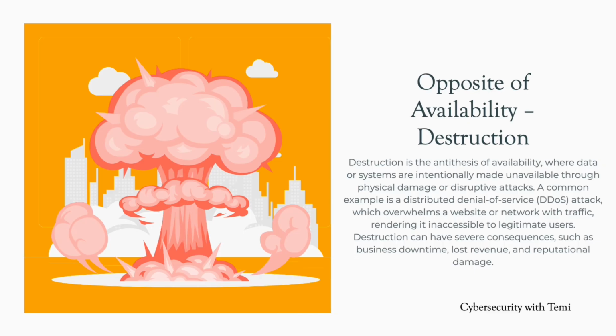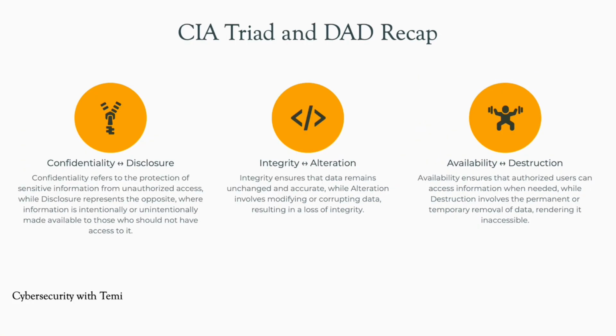The opposite of availability is destruction, and this can be intentional, like a cyber attack. It could be a natural disaster that takes down a data center. It could be a distributed denial of service attack. We talked about all these things. Anything that impacts availability can result in downtime. The server is down, customers are not able to access it, and it could lead to loss of revenue and can severely damage a company's reputation. So ensuring availability is very, very important. And that is it for the opposite of the CIA Triad.